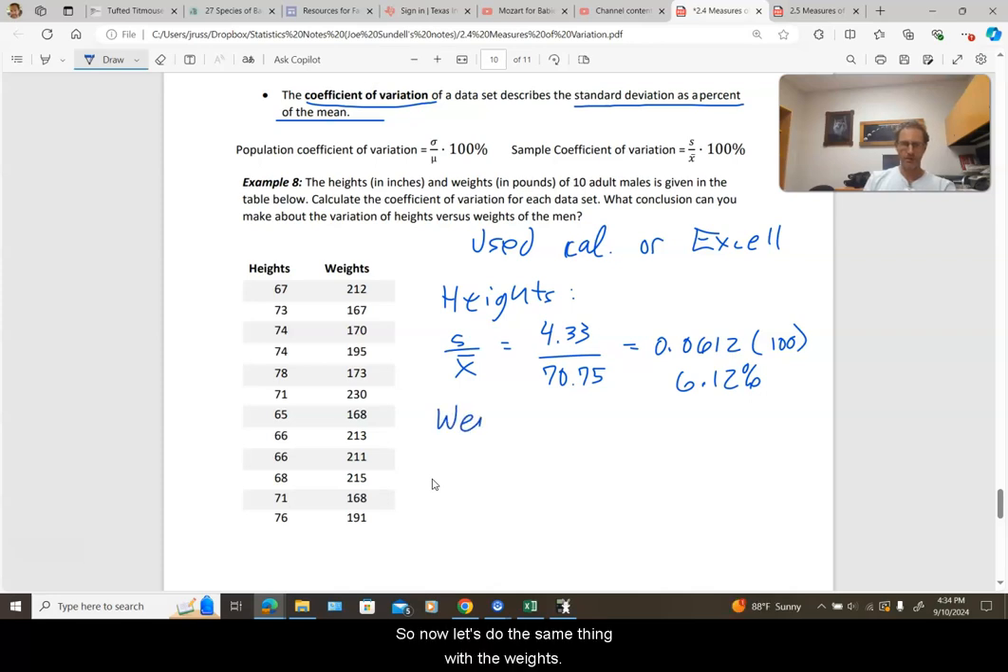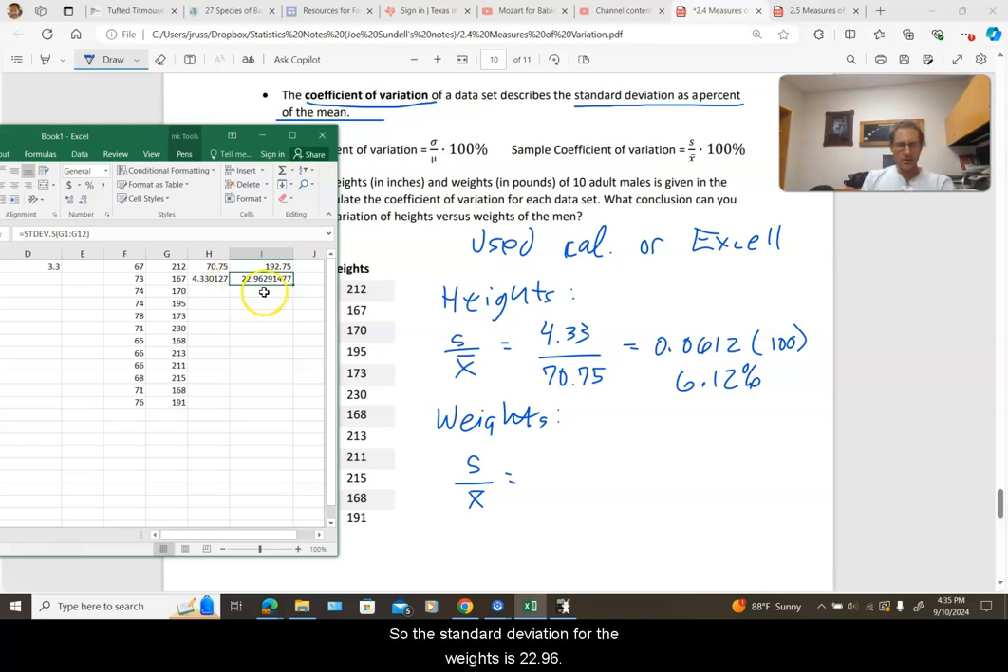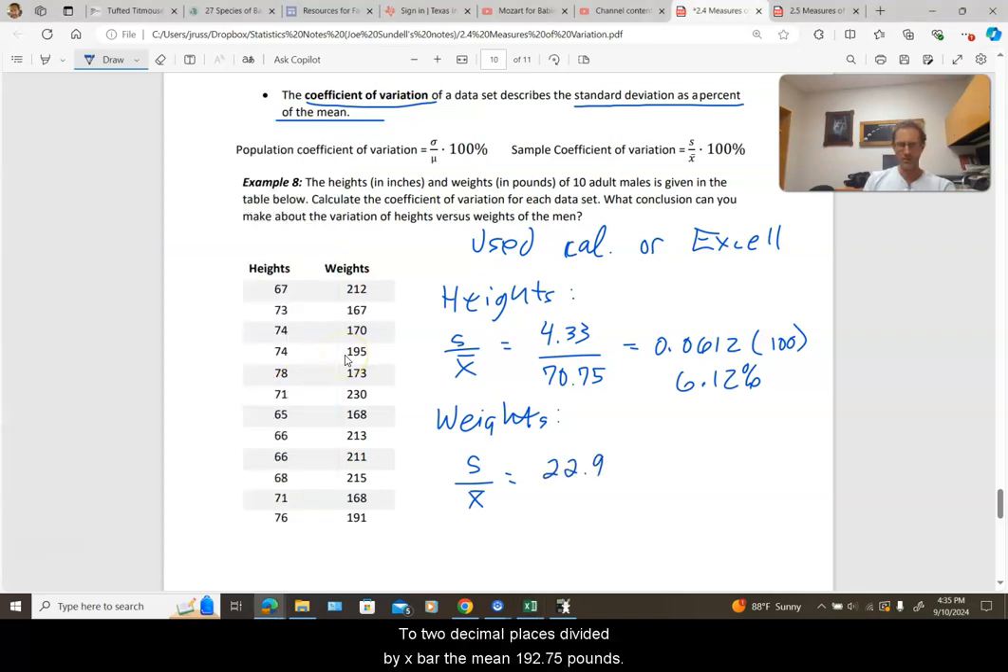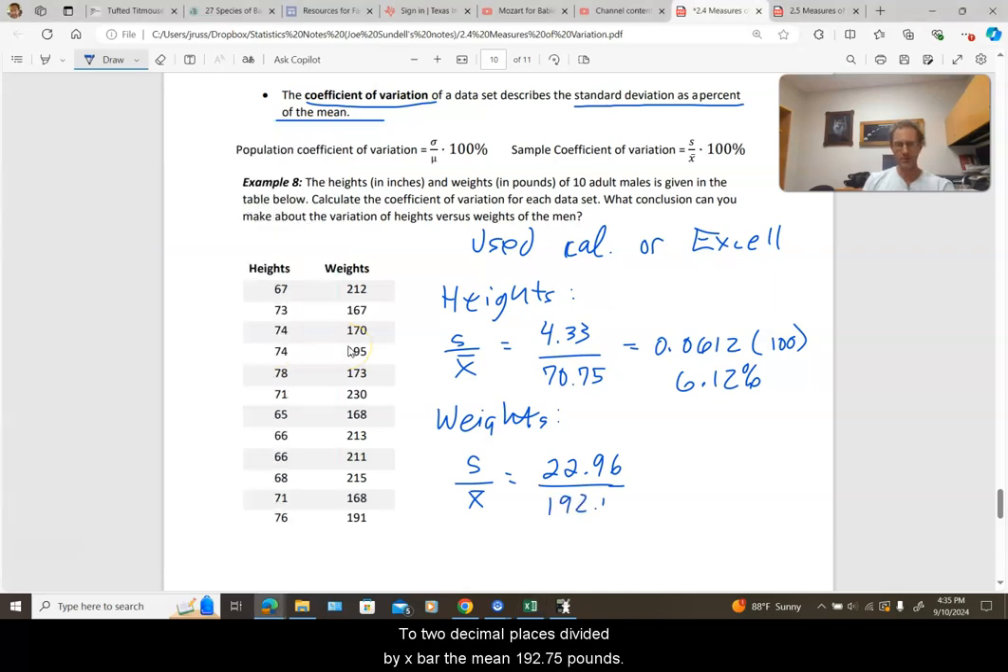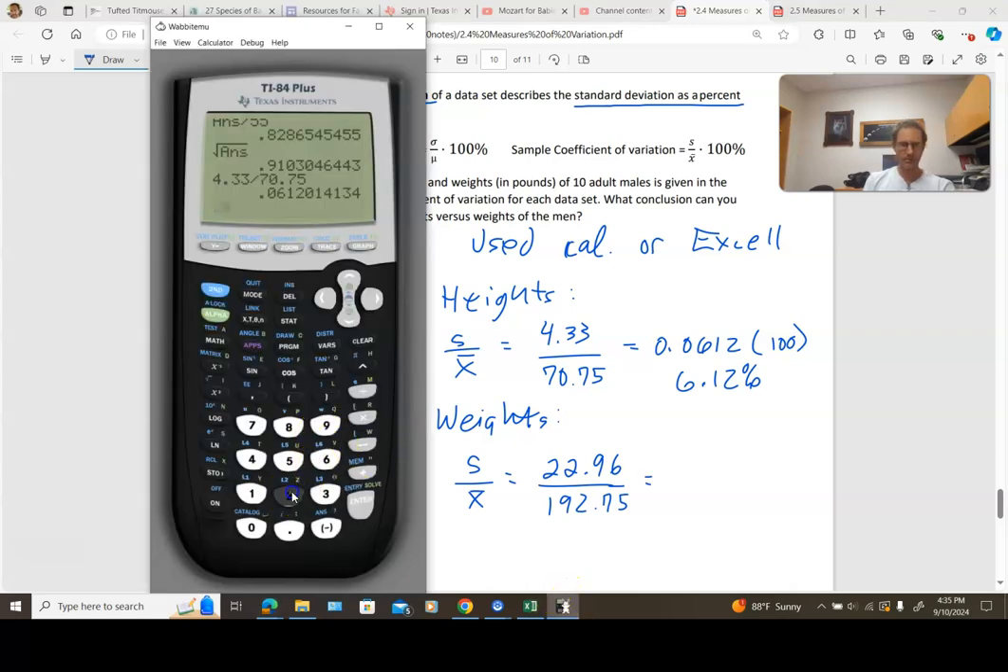Alright, so now let's do the same thing with the weights. Again it's going to be S over X bar. So the standard deviation for the weights is 22.96, 2 decimal places, divided by X bar, the mean, 192.75 pounds. Let's see what this is.